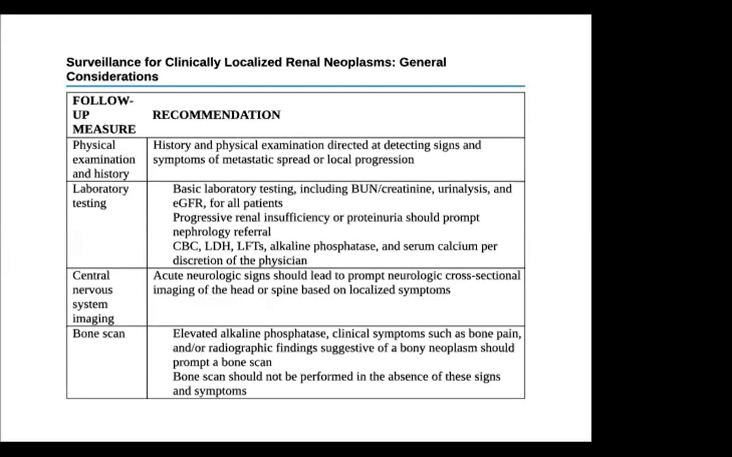For surveillance for clinically localized renal neoplasms, for follow-up measurements, physical exam and history directed at detecting signs and symptoms of metastatic spread or local progression. Basic laboratory testing, including chems; progressive renal insufficiency or proteinuria should prompt nephrology referral, and CBC, LDH, alkaline phosphatase at the discretion of the physician. For CNS imaging, acute neurologic signs should prompt neurologic cross-sectional imaging of the head or spine. And for bone scan, elevated alkaline phosphatase and clinical symptoms such as bone pain should prompt a bone scan.